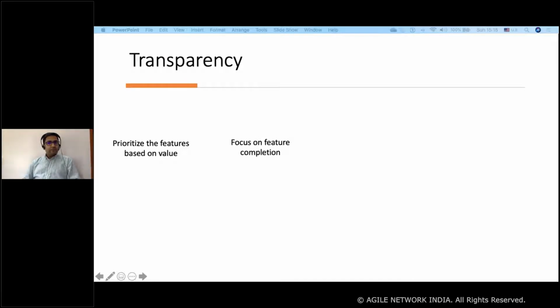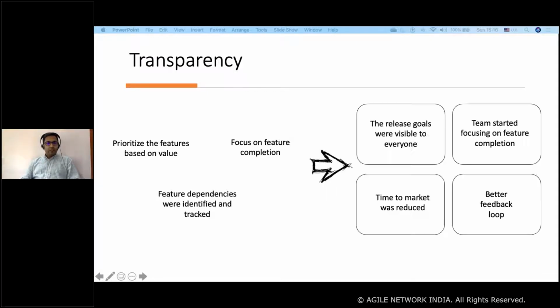Second, focus on feature completion. The sprint-on-sprint progress was tracked based on feature completion. So the focus shifted from story point completion or achieving team velocity to feature completion, a higher level of value-driven outcome. And then feature dependencies were identified and tracked. There could be multiple features which had dependencies between each other, so that was made visible in the program board. And what was the outcome?